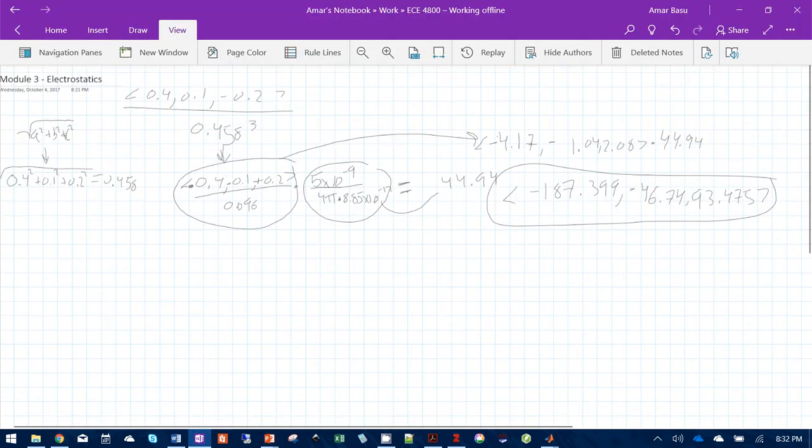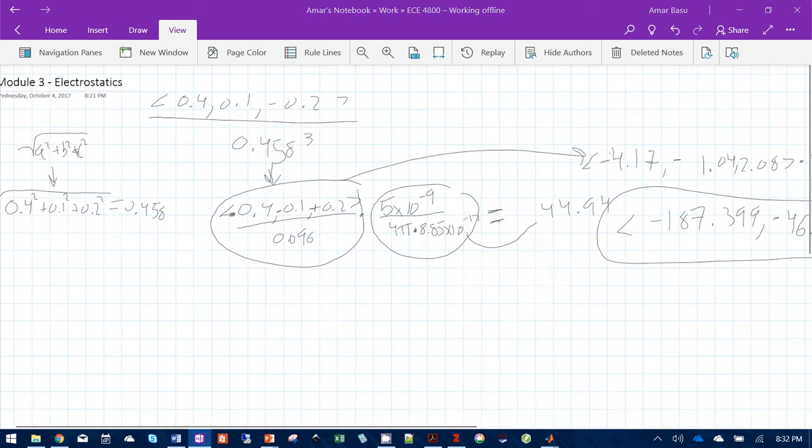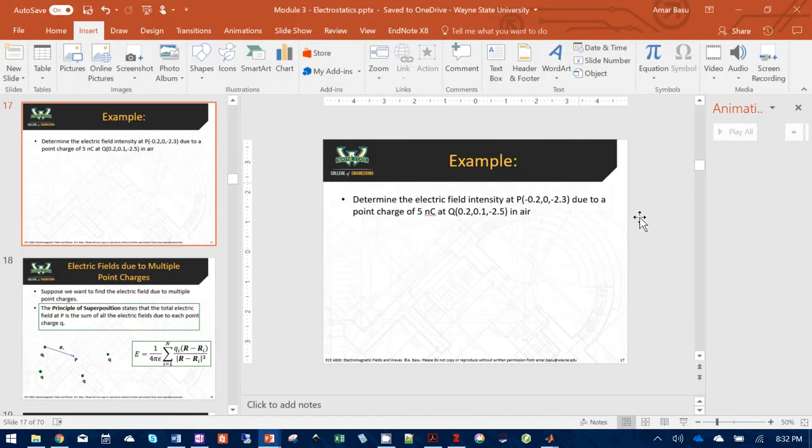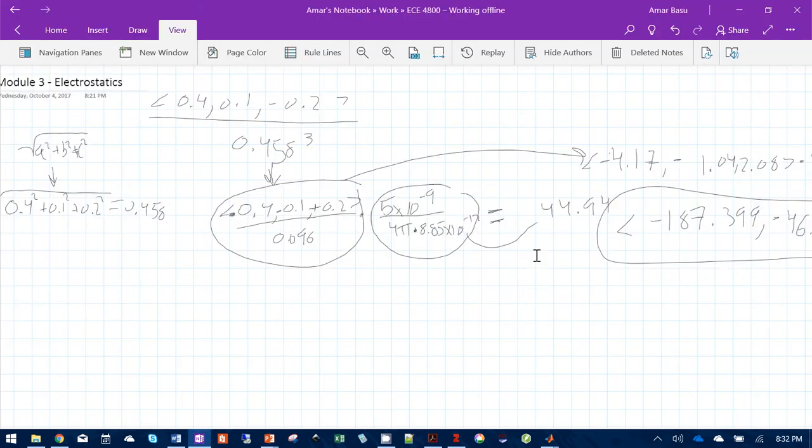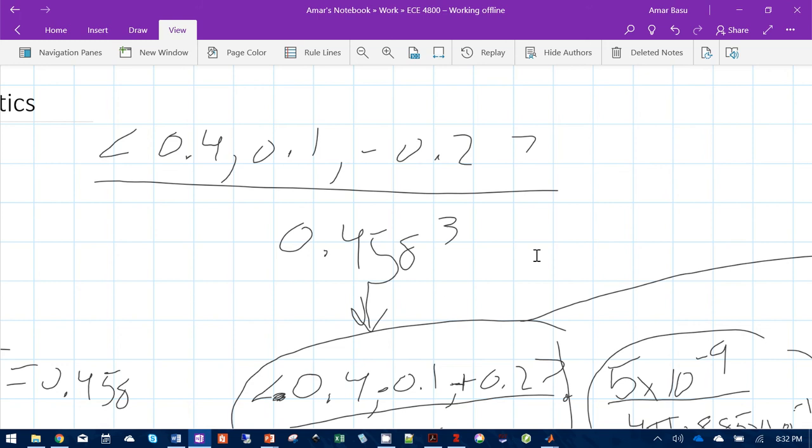So just to recap the way that this problem was done. The first thing we had to do was to find the vector QP, since the observation point is P and the charge is located at Q. The vector QP is equal to the coordinates of P minus the coordinates of Q. And this is what was found as 0.4, 0.1, and negative 0.2.